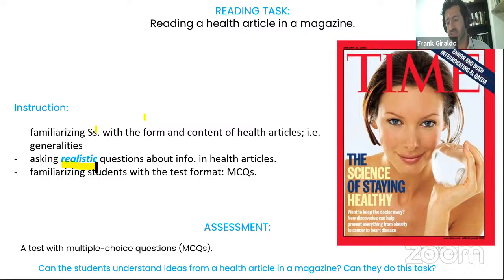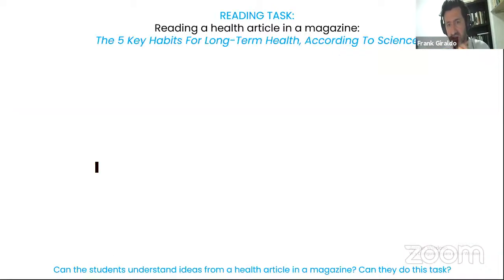And this is something that may sound obvious to some of you, but it's something that we should always do, familiarize students with the format of a test. So if they're going to do multiple choice questions, familiarize your students with that particular format. Now, to come back to the issue of asking realistic questions, I'll show you an example. Let's suppose that you are going to read an article and the article is called the 5 Key Habits for Long-Term Health According to Science.